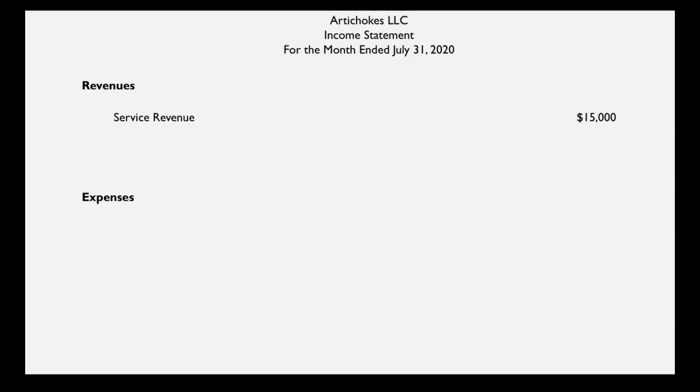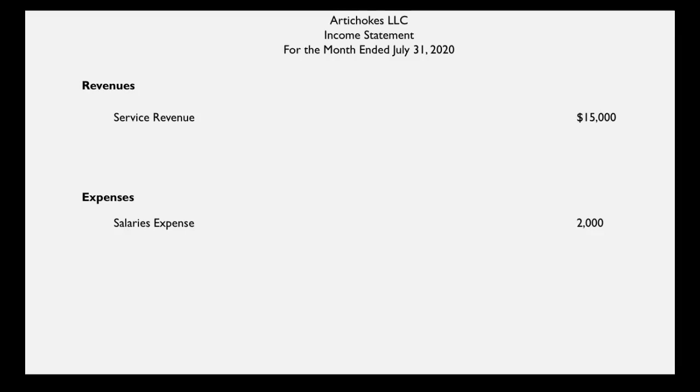Then we have our expenses. Well, we only have one expense here, right? We just had that salaries expense of 2,000. If we had multiple expenses, we would list those out, greatest to least, and then we would show our total expenses as well.